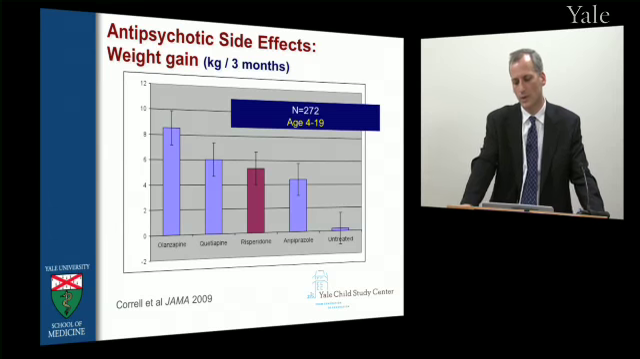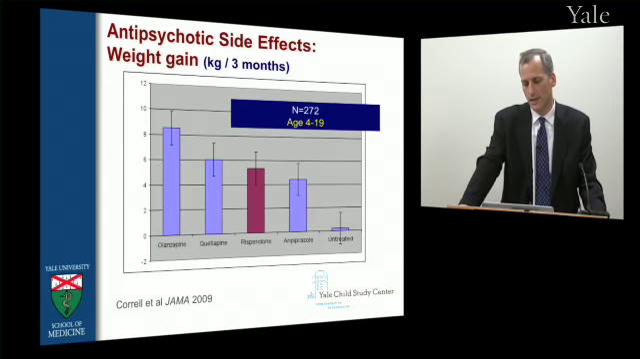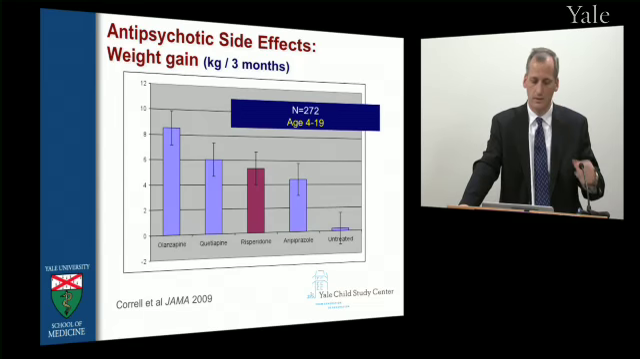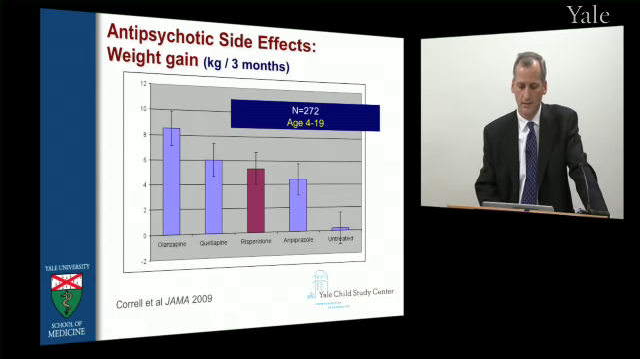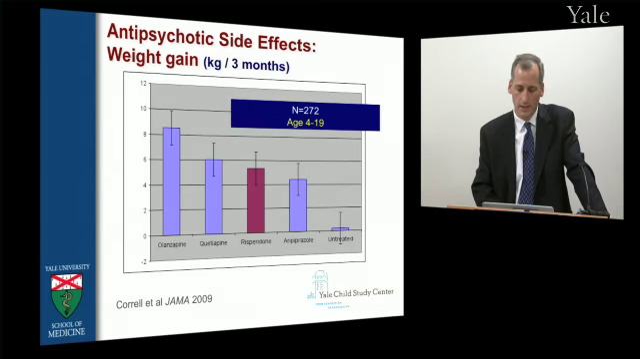in children, where 270 children were followed over 3 months. And you see their mean increase in weight during this time frame. You see that four atypical antipsychotics here are all associated with weight increase. Olanzapine has the highest weight increase, an average of 8 kilos in 3 months. So that's 1.5 kilos, 3 or 4 pounds per month.